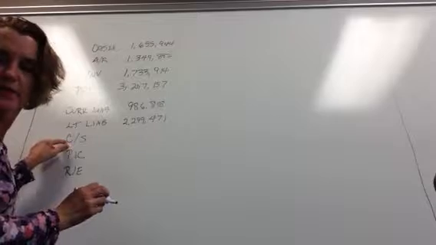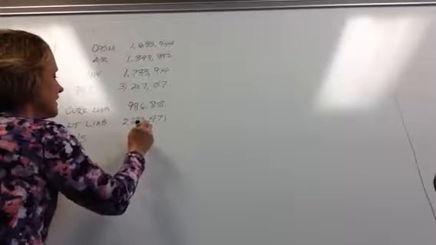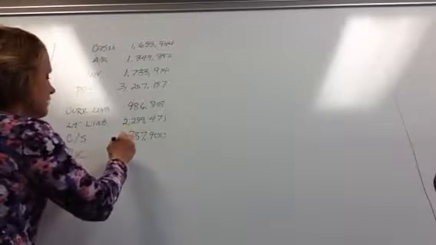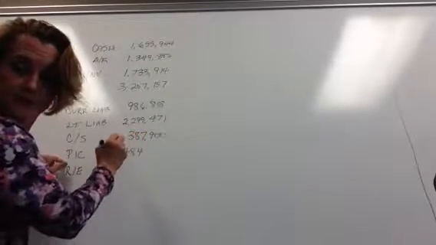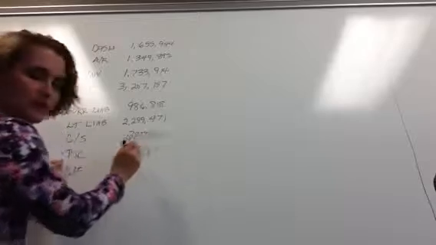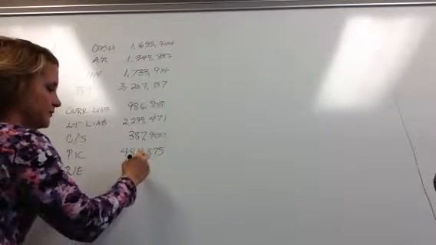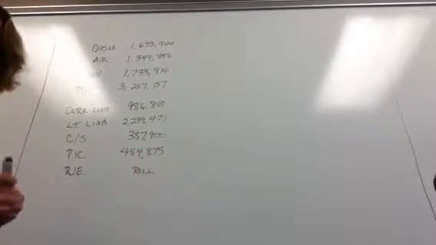And then the common stock is 387,900. Our paid in capital is 484,875. And then the retained earnings, it doesn't really matter because it's going to roll. So then now we go through there once again.